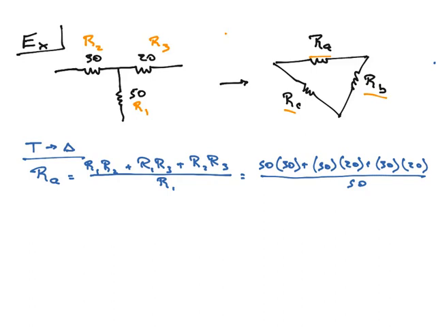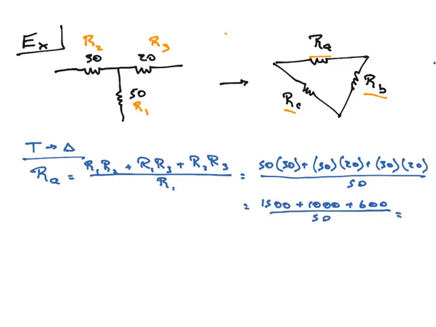I can't just willy-nilly call one of these resistors R1. I have to make sure that, if I'm going to go by the way I've written out my equations, R1 is that resistor which is opposite to RA in location, and 2 with B and 3 with C. Okay. So plugging numbers in, what do we get? This is 1500 plus 1000 plus 600 all over 50.